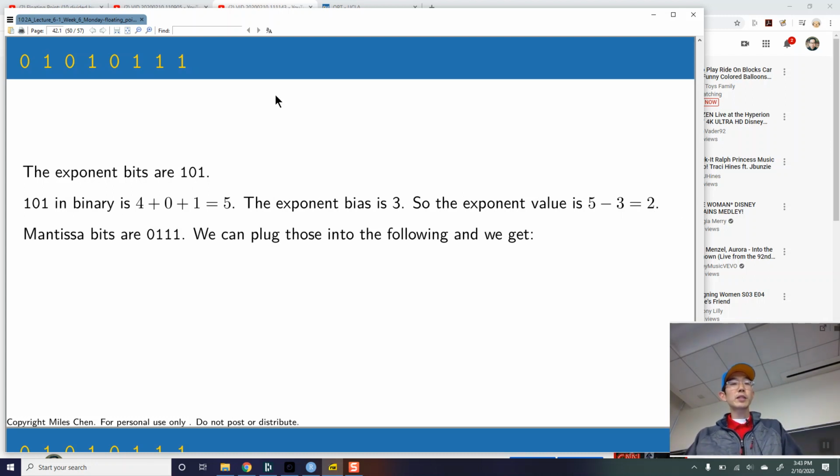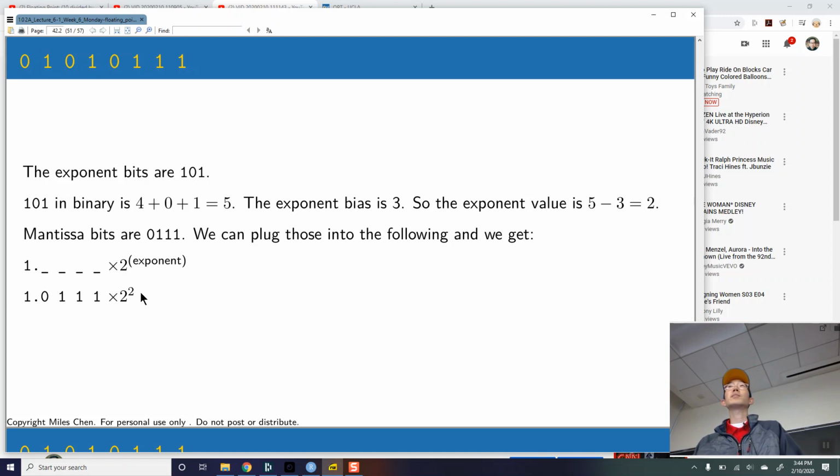All right? The mantissa bits are 0, 1, 1, 1. Okay, the last 4 are the mantissa, and those we plug into here. Okay, I got 1 point blank, blank, blank, blank, and so we fill that in with the mantissa bits, 1.0111. Okay, and I'm going to have that times 2 to the exponent, and the exponent, again, we determined was 2 back here, so it's going to be 1.0111 times 2 to the 2.